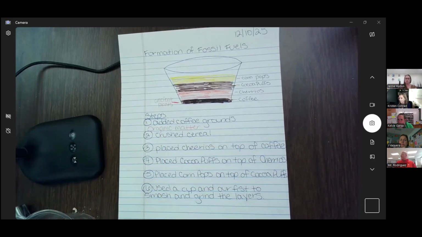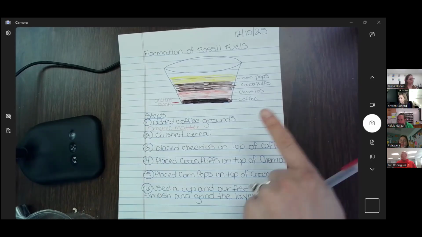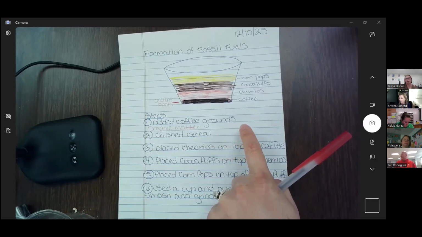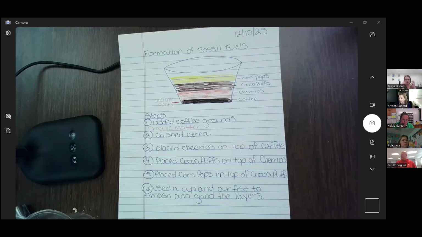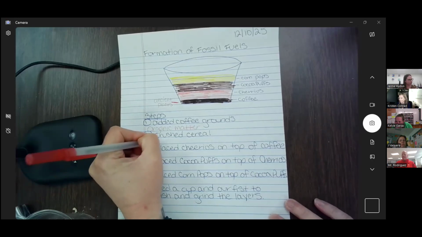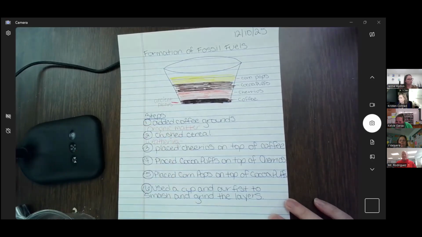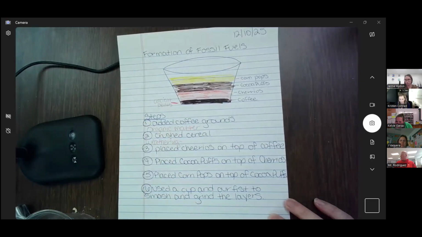So what did we do after that? I'm looking at my model here. We crushed the cereal. Okay. Well, thinking back to my Jolly Rancher lab and thinking back to what I just did, what step of the process might that be, the crushing of that cereal? Yes, y'all got it. It is weathering. And can anybody recall what might cause weathering? What are the three things we talk about that cause weathering?